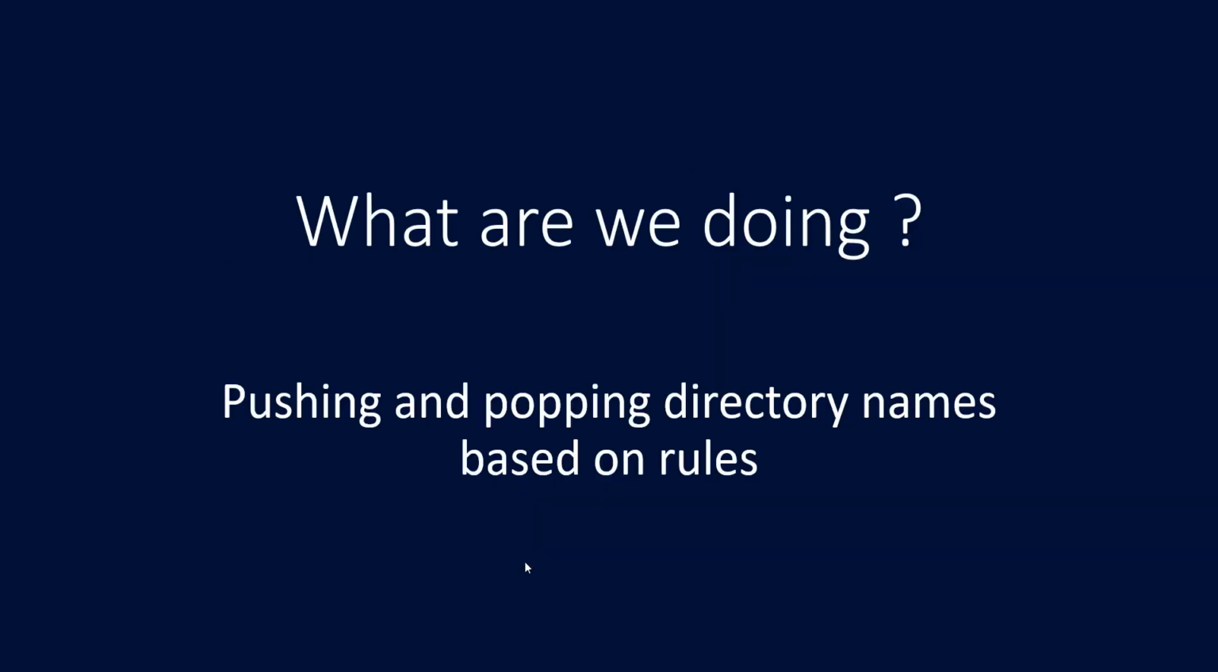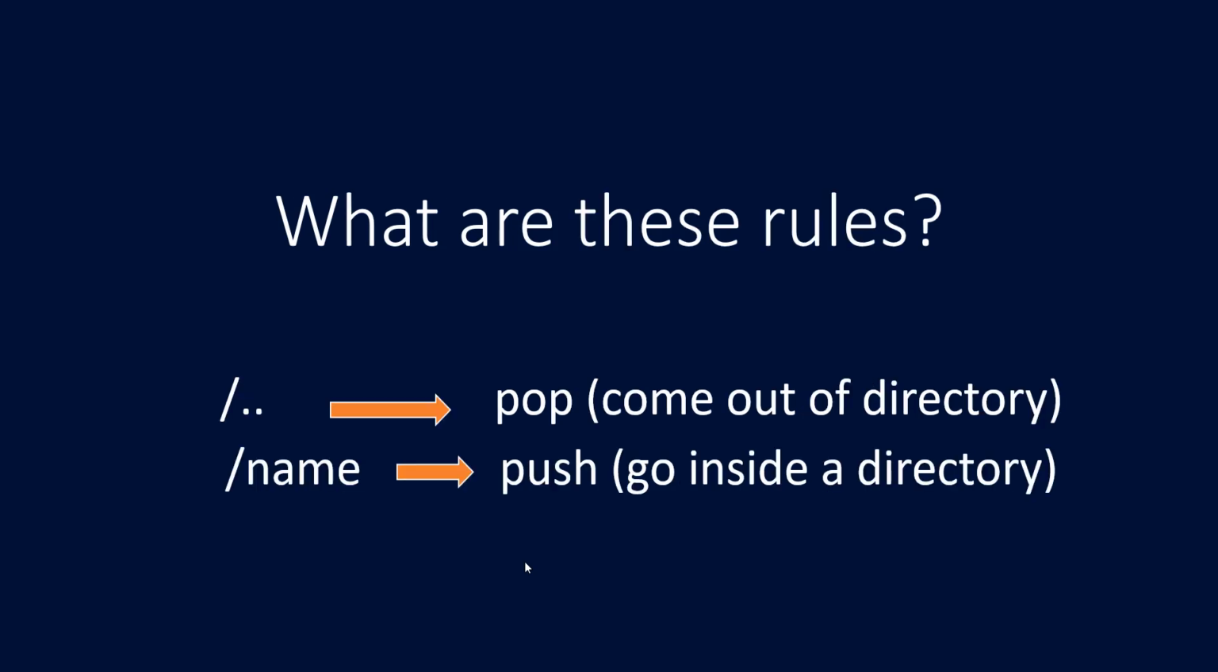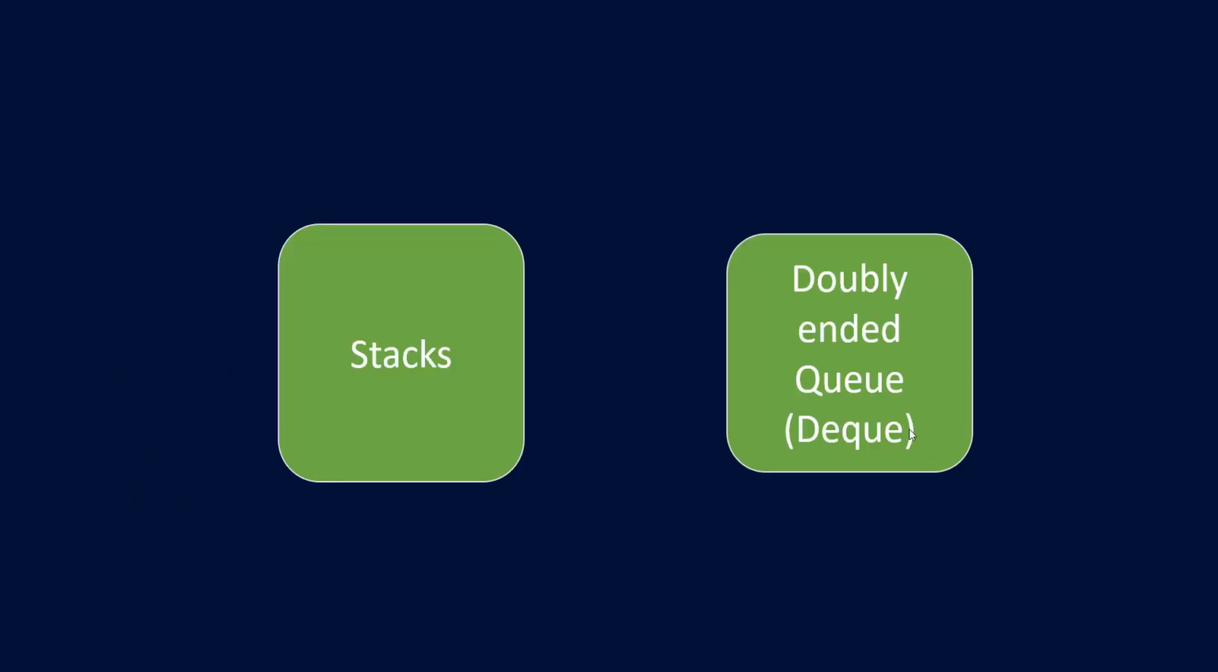Now what are the operations that we are doing here? We are doing a pushing and popping operation for the directory names based on the rules that are given. So what are the rules? The two main rules are that whenever we encounter a double dot, we pop or we come out of that directory, and whenever we get a name, we push in or we go into that directory. So we are only concerned with these two rules, and the rest doesn't matter to our problem right now. So what is the data structure that can be used? We can use a stack or we can use a doubly ended queue. Now let's see how we would do it using both these data structures.